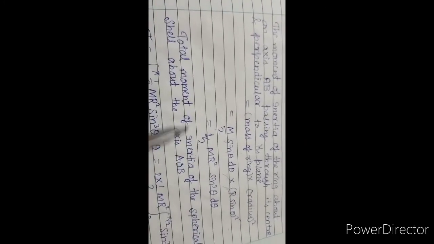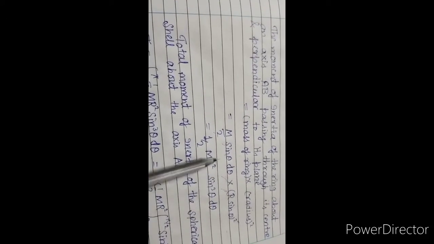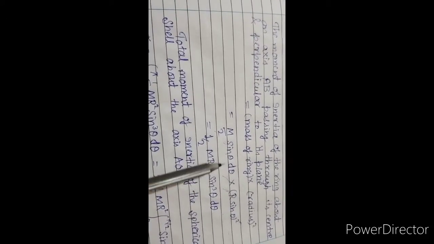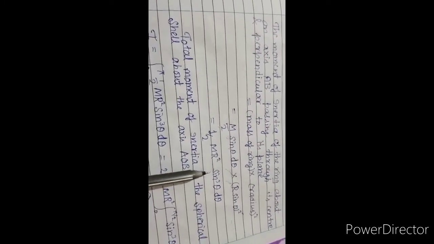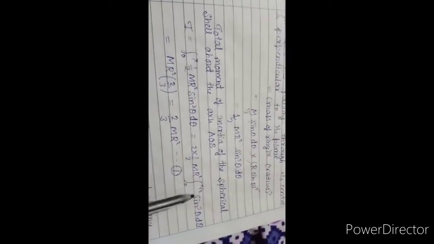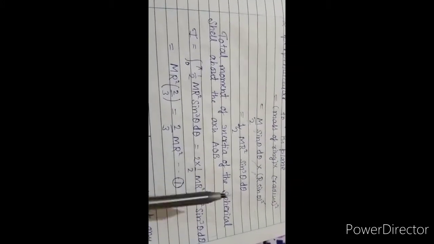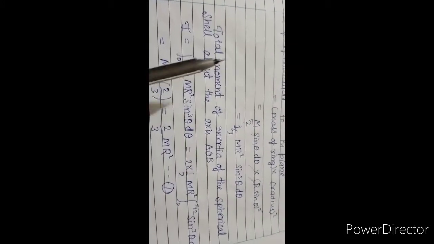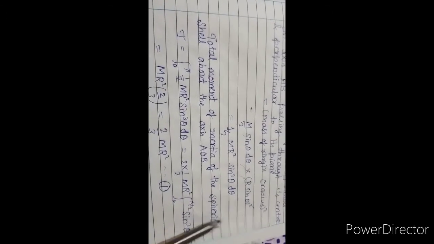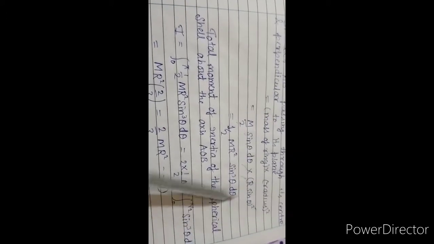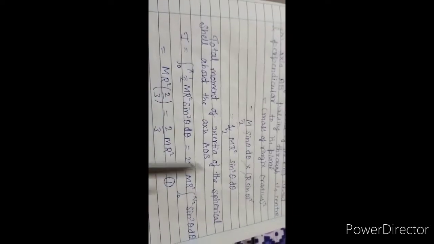So we can write it like this: the sin theta terms are multiplied with each other, then it becomes sin cube theta d theta. So now we have to calculate the total moment of inertia of the spherical shell about the axis AOB.